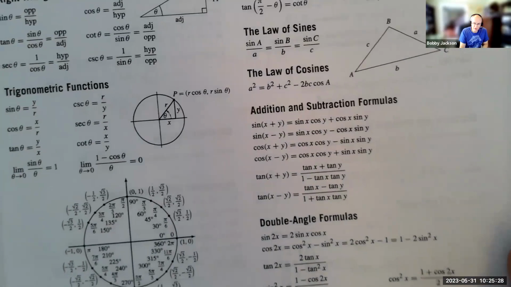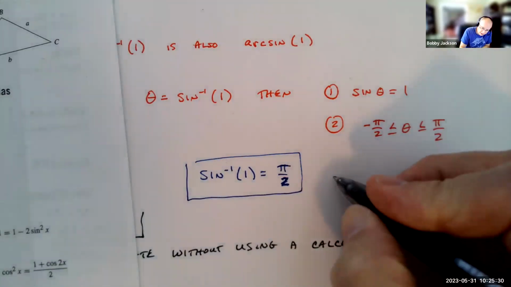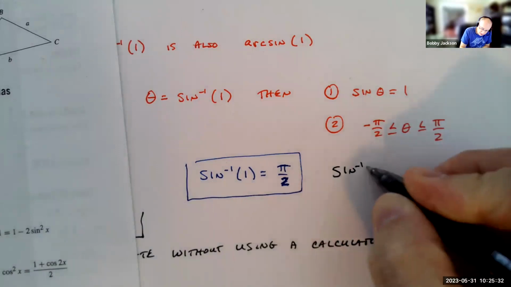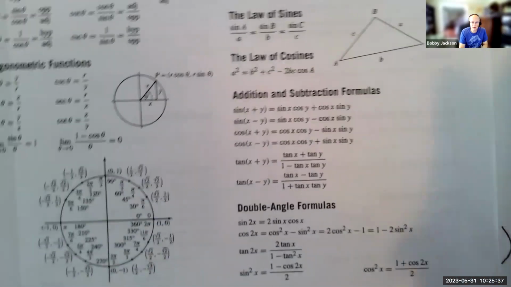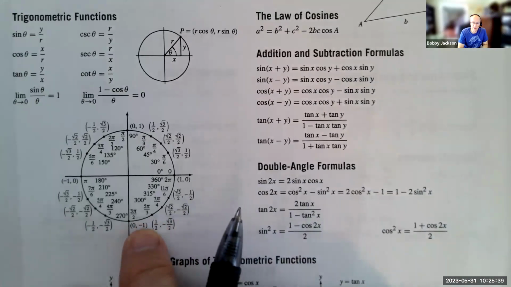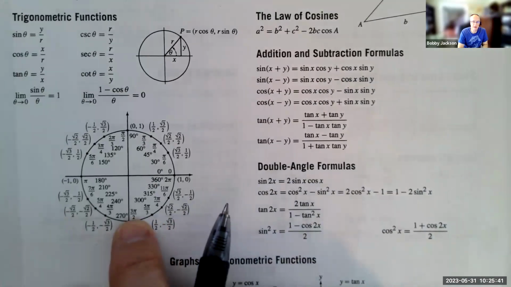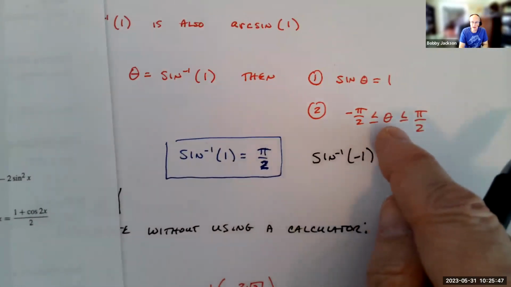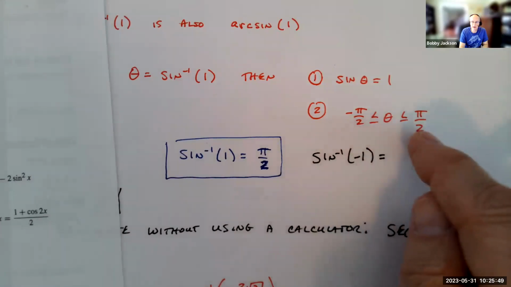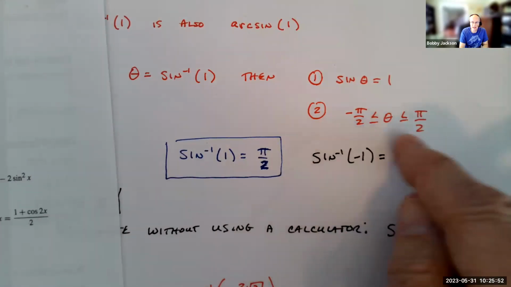Now, just a little aside here, what if I was looking for sine inverse of -1? What would that be? Well, somebody might say, well, y is equal to -1 down here, so it's 3 pi/2. That would be incorrect. 3 pi/2 is not the inverse sine of -1, because the value of the angle has to be between -pi/2 and pi/2. 3 pi/2 is not in that interval.